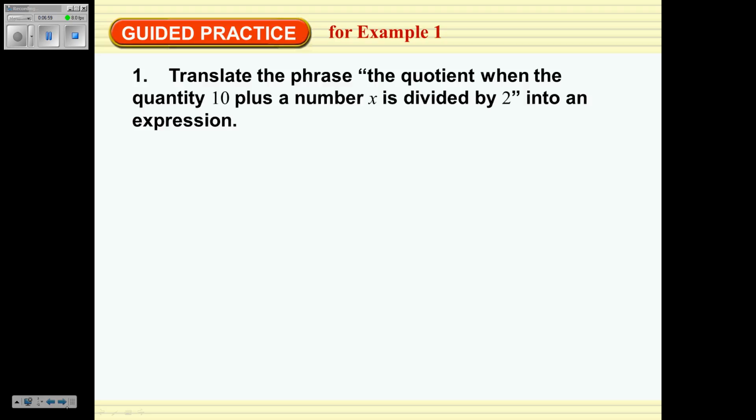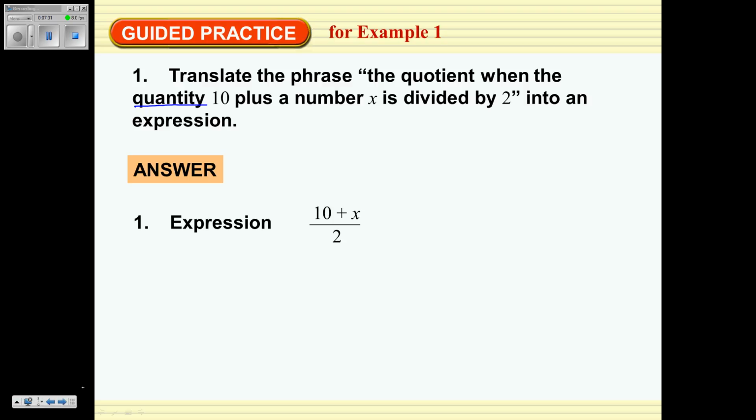Okay, for practice 1, translate the phrase, the quotient, when the quantity 10 plus a number x is divided by 2 into an expression. That sounds very, very tough, but let's think about it. We have a quotient, so we know we're going to have some division, and we have a quantity 10 plus a number x. We know we can't really add those together, so we're going to probably have that in parentheses, and we're going to divide that by 2. So let's see what that looks like.